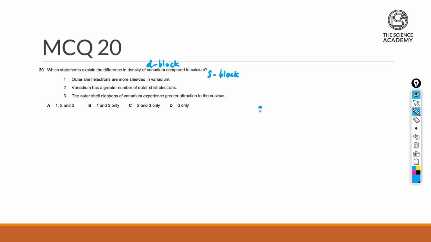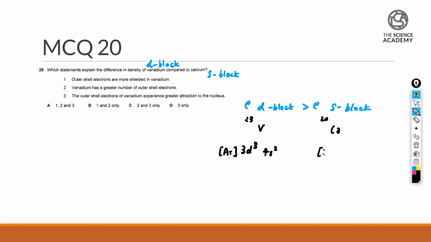In general, D block elements are considered to be more dense than S block elements. Vanadium itself has a total of 23 electrons, and calcium has a total of 20 electrons. Writing out the electronic configuration for vanadium, we have argon, which constitutes 18 electrons. With 5 more to fill up, we put in 4s2 and 3d3. For calcium, it will be argon with 18, and the remaining 2 will be in the 4s2.